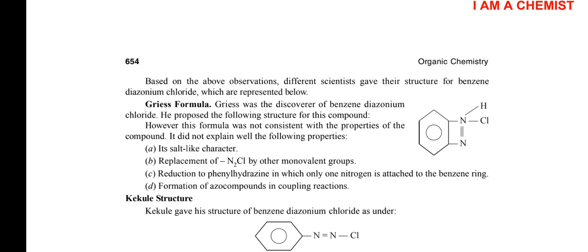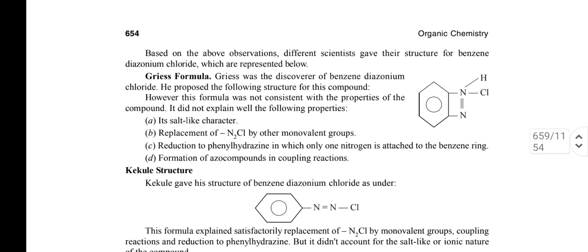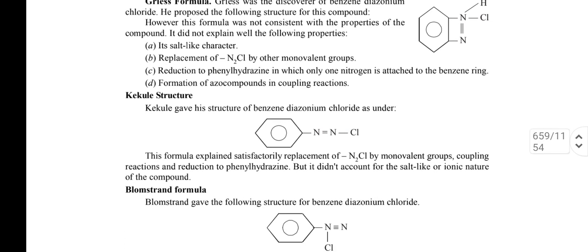Griess formula. Griess was the discoverer of benzene diazonium chloride. He proposed the following structure of the compound. However, this formula was not consistent with the properties of the compound. It did not explain well the following properties. Number A, its salt-like character. B, replacement of N2Cl by other monovalent group. C, reduction to phenylhydrazine in which one nitrogen is attached to the benzene ring. D, formation of azo compound in coupling reactions.